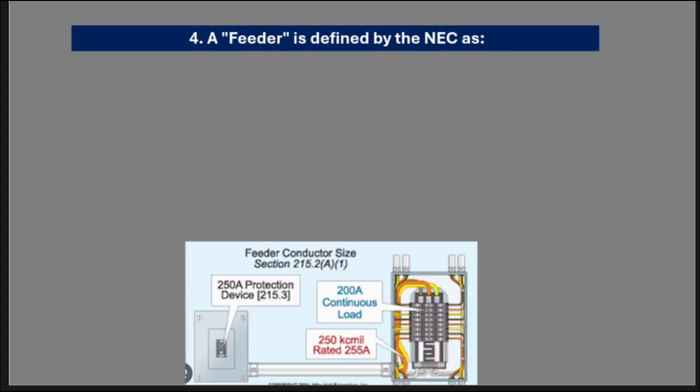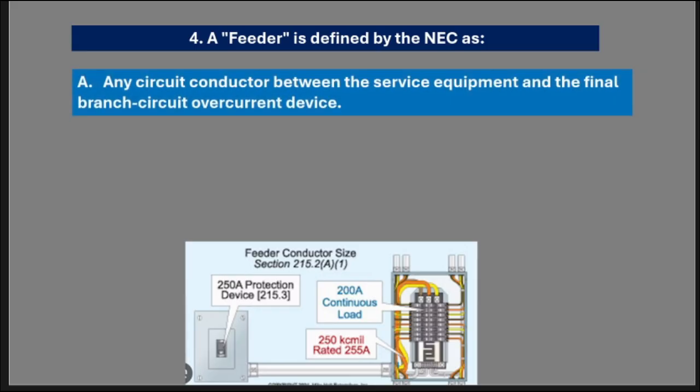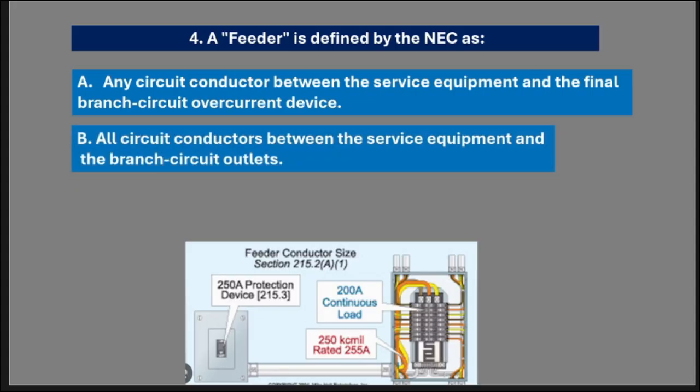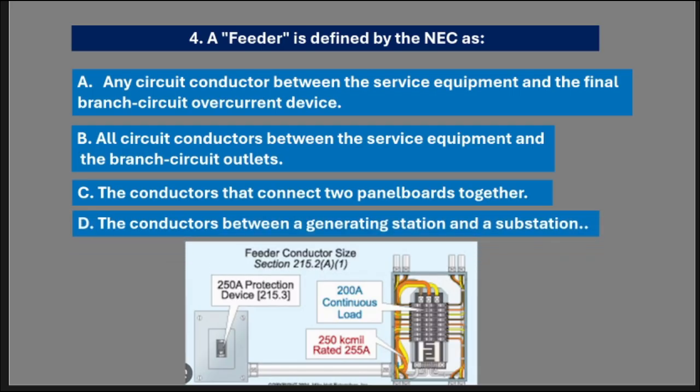Number 4. A feeder is defined by the National Electrical Code as A. Any circuit conductor between the service equipment and the final branch circuit overcurrent device. B. All circuit conductors between the service equipment and the branch circuit outlet. C. The conductors that connect two panelboards together. D. The conductors between a generating station and a substation.